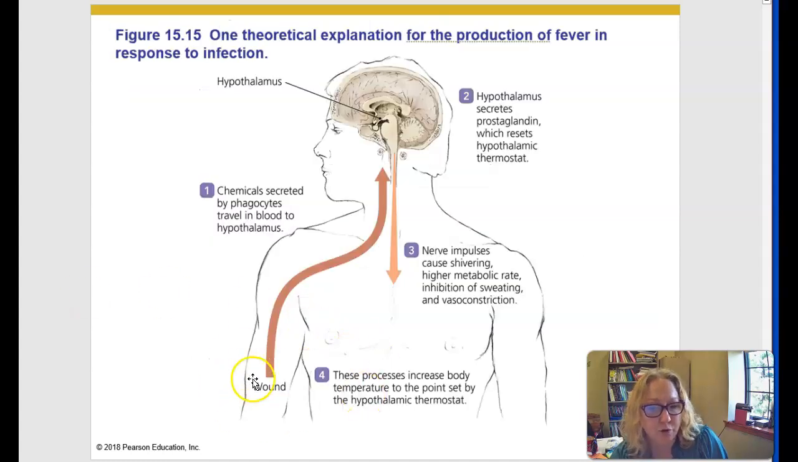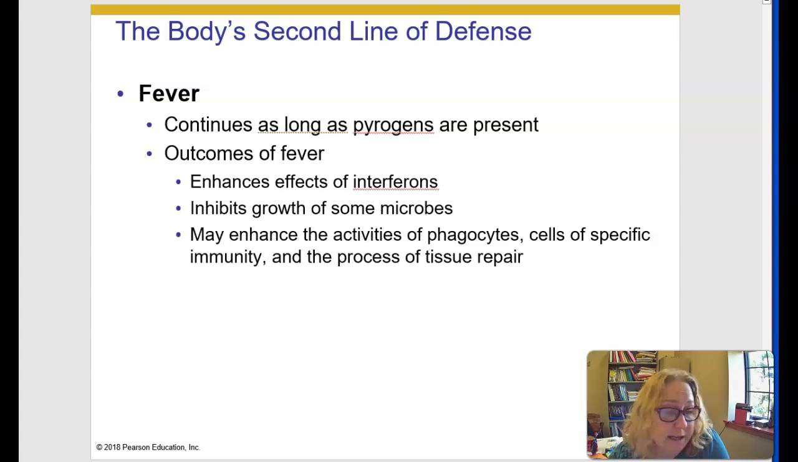So you have a wound or something is happening that is sending the message to the hypothalamus. The hypothalamus secretes prostaglandins, which basically resets the thermostat, and that causes things like sweating and vasoconstriction, and the process starts over again. It continues as long as the pyrogens are present. So once the bacteria leaves your body, you don't have the pyrogens anymore, and your fever breaks. That is the process there. Sometimes that's confusing. But basically, your fever leaves when the bacteria leaves, and we know the bacteria has left because there's no more pyrogens present.